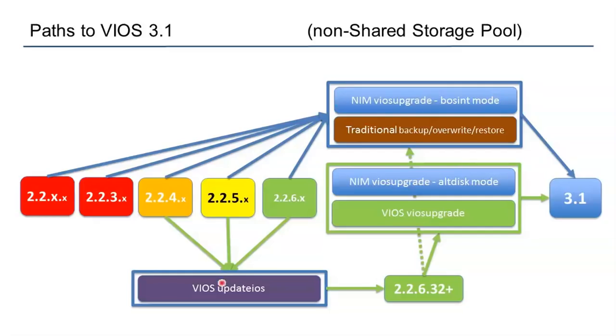Another way of doing it is you use the VoServer update command to get to the very latest version, 226.32. This 31 and 32 is what you need. Remember, this is the update command. This is a regular minor update. When you get to 31 or 32, you now have the VoServer upgrade command, and you can use that to get to 3.1. You can also then use the alt disk, the NIM alt disk mode to get to 3.1. So, two different ways of doing things. I'll tell you what I prefer in a minute.